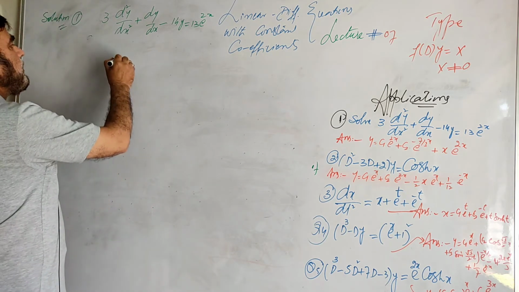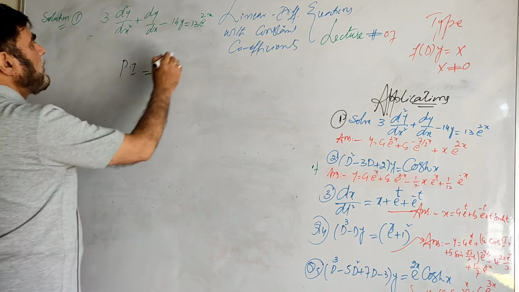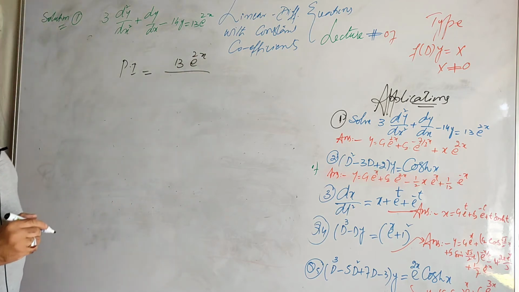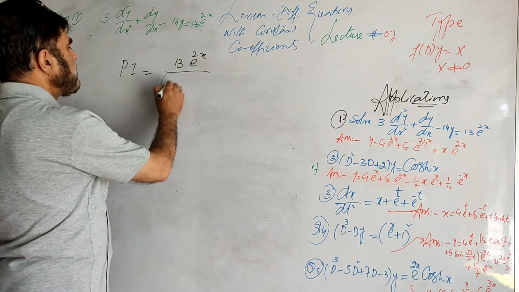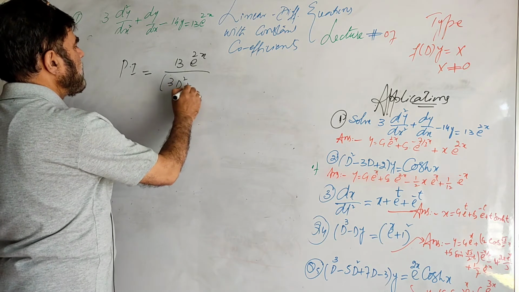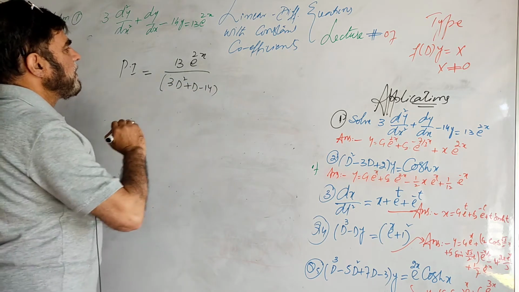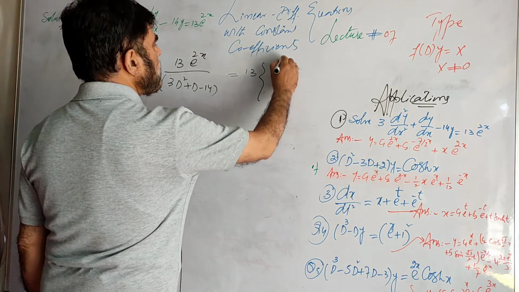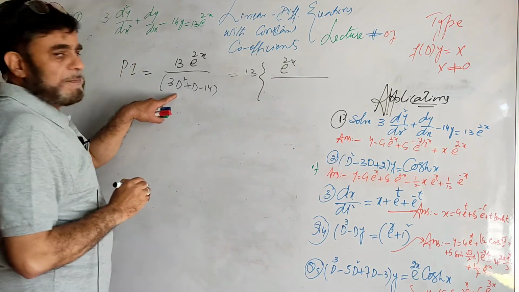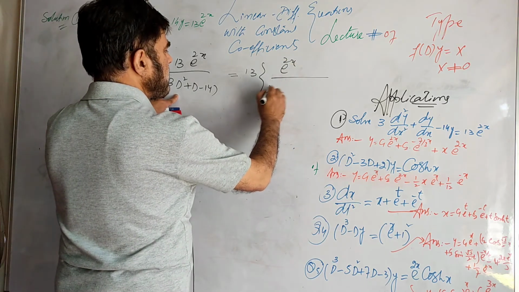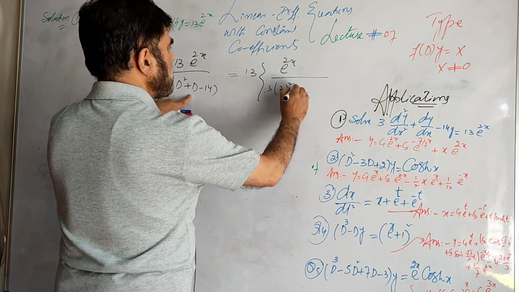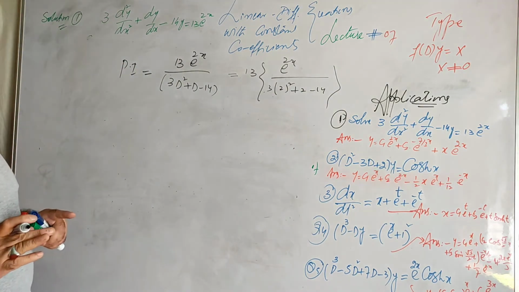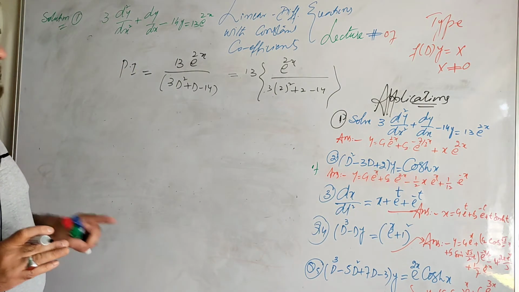Our particular integral will be, in this case, 13 e raised to power 2x by 3d square plus d minus 14. You have to now learn how to find the particular integral. 13 is constant, keep it out. E raised to power 2x, replace d by 2. Just look, this is 2 square plus 2 minus 14. We have to do nothing. We have to replace d by 2 because it is e raised to power ax by f of a.